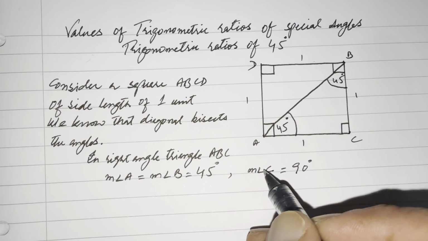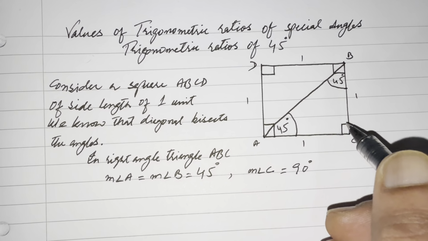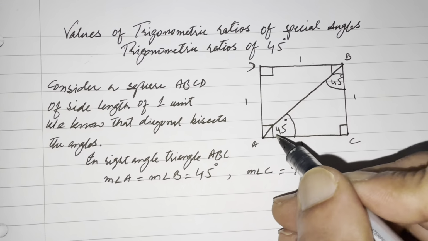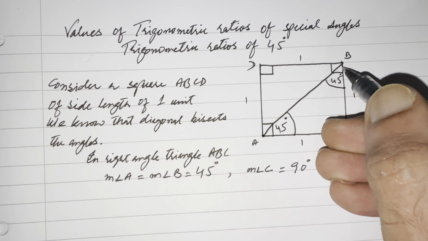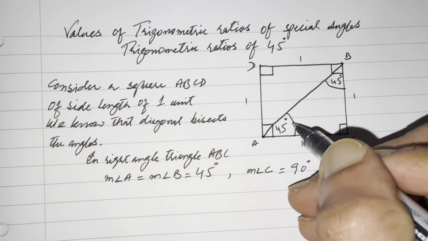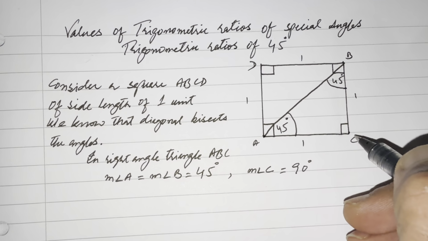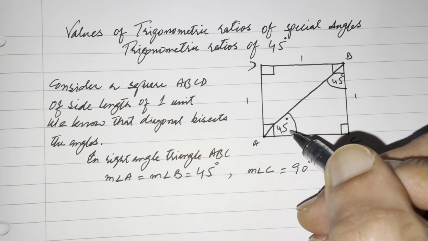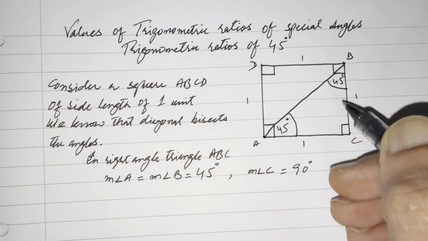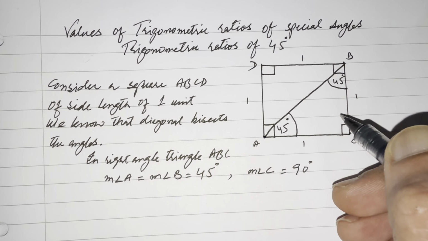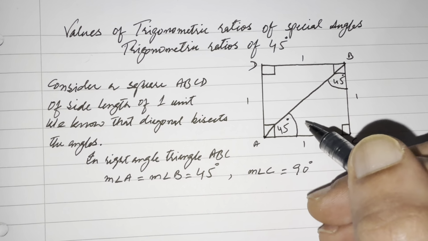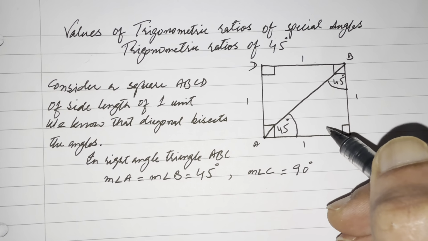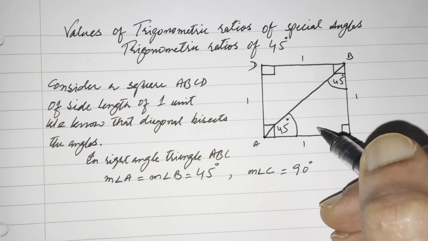You can see that angle A and angle B in this right angle triangle ABC are both equal to 45 degrees, and C is 90 degrees. You know that the sum of all the angles in a triangle is equal to 180 degrees. So if you add these three angles, the sum will be 180 degrees.